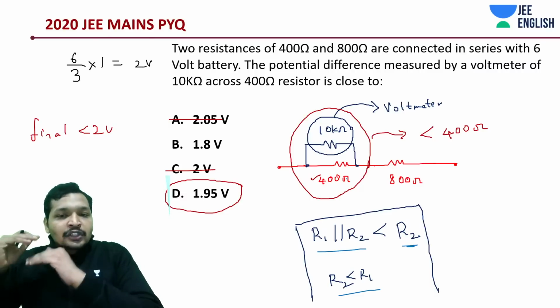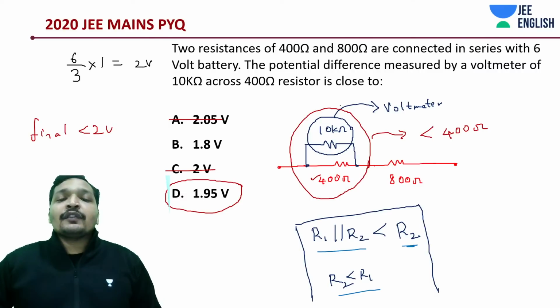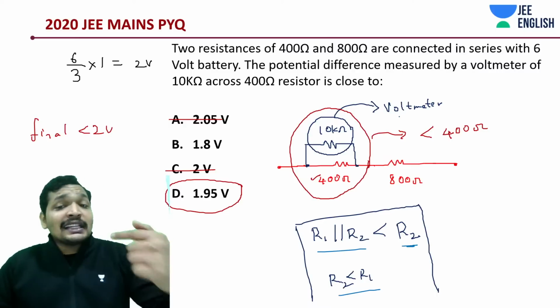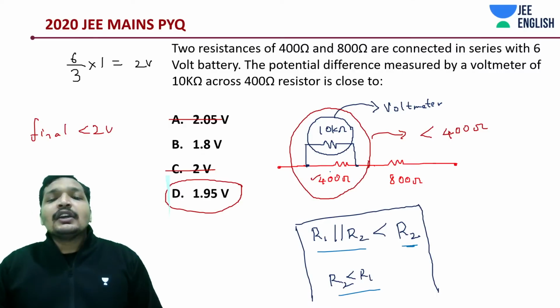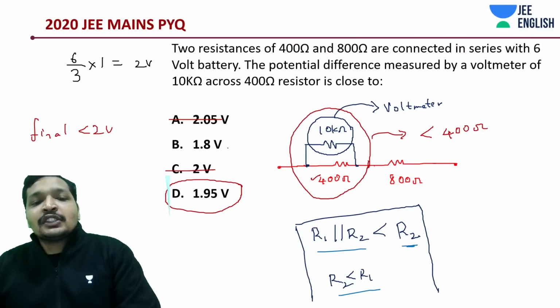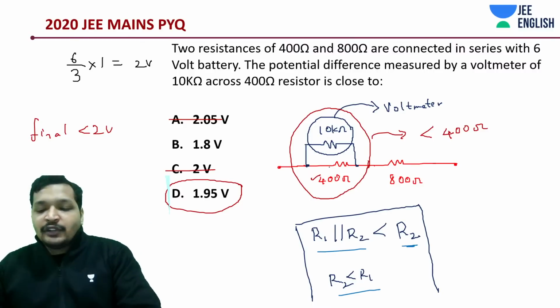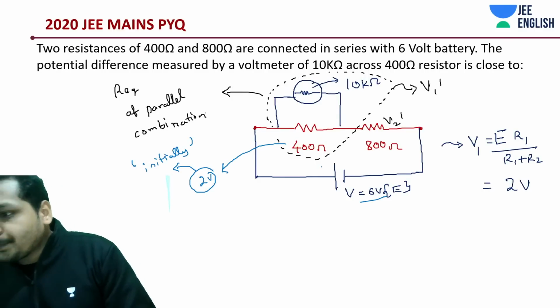So basically you understood it should be less than 400 ohms, and as the magnitude of the resistance of the voltmeter or any resistance connected in parallel increases, what is happening? You're approaching 400 ohms. Initially it was 2 volts, it should be less than 2 volts because the resistance value has decreased. Two points are clear. Now let's come to the calculation part.